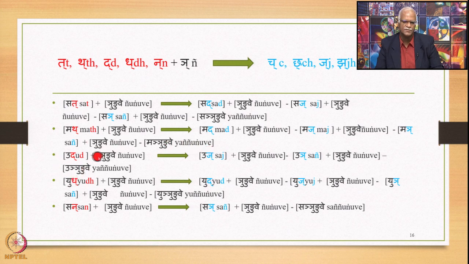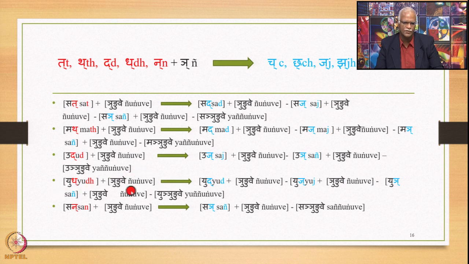Then we have udh plus yungove. The is substituted by j, and then j is substituted by y. The is substituted by j by 8440, and j is substituted by y, a nasal, by another sutra, which we shall see later on, which is yaronu nasike nu nasiko va. So we have oi plus yungove, oi yungove as the derived output.